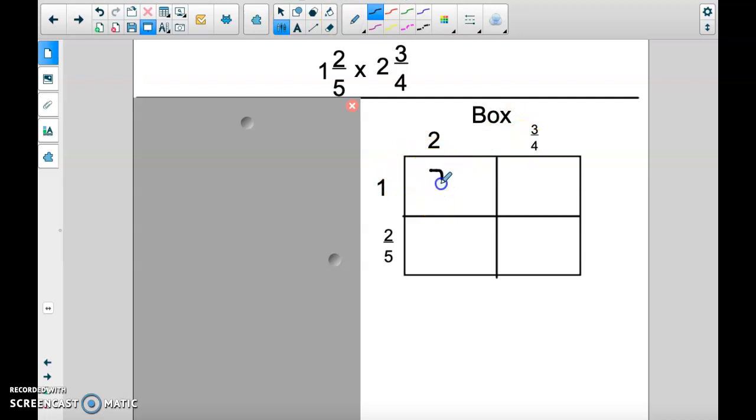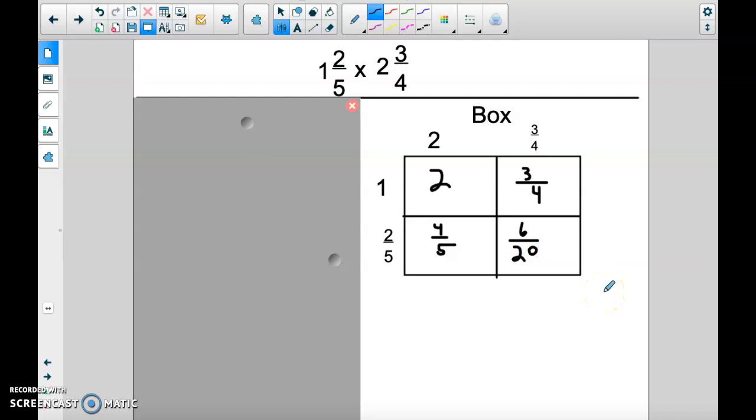1 times 2 is 2. 1 times 3/4 is 3/4. 2 times 2/5 is 4/5. 2/5 times 3/4 is 6/20. Okay, so I'm going to stop here for a second.